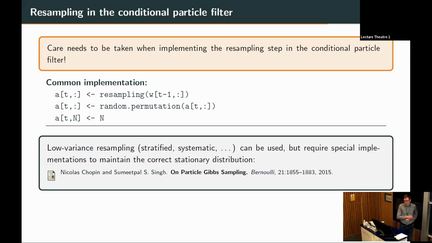Similarly, if you want to apply some low variance resampling algorithm like stratified or systematic and so on, these ancestor indices are no longer conditionally independent. You sample all ancestor indices jointly from some joint distribution, which is marginally correct, but they're not independent. And the derivation that we have of the validity of this kernel assumes independence. So this is something that can be fixed, but it's also something that you need to take into consideration, and you need to make some adjustments to the resampling.